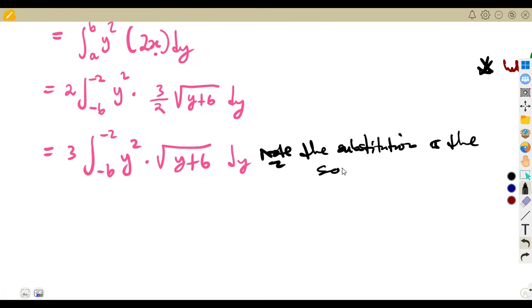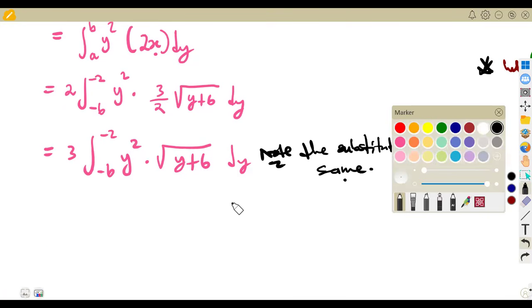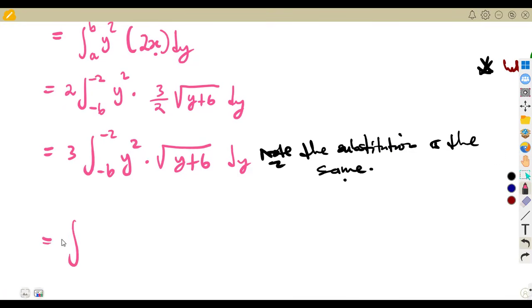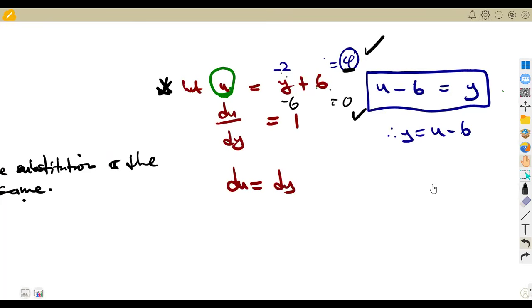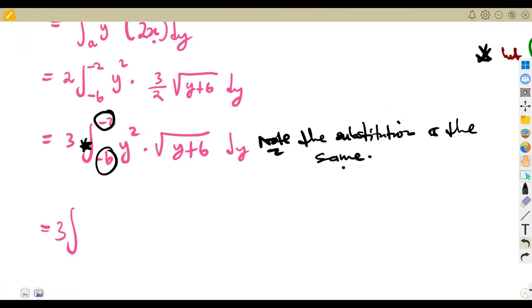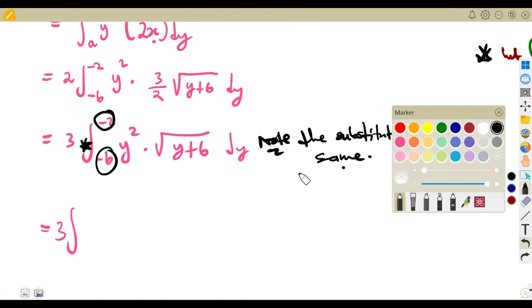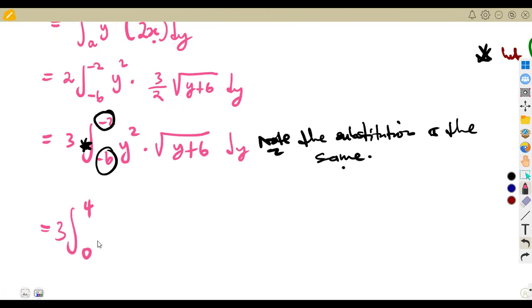So if the substitution is the same, what does it mean? It means we are just going to have a continuation. The integral of, remember, we've got our 3 outside. Our limits are going to change because we are now working with the U, no longer Y. So take note, this is going to change, and also this is going to change. That's where we talk about those limits in terms of U. We ended up with 4 and 0. So the upper limit is going to be at 4, and the lower limit at 0.